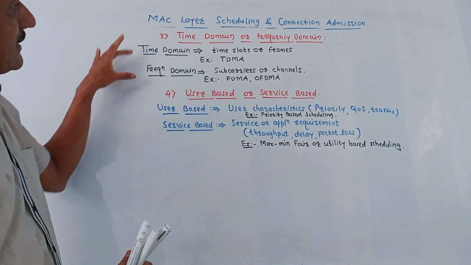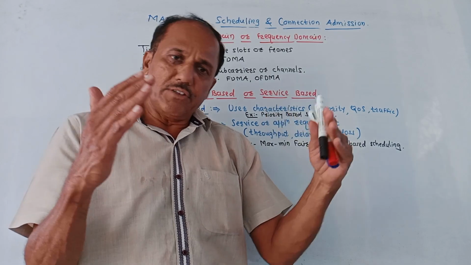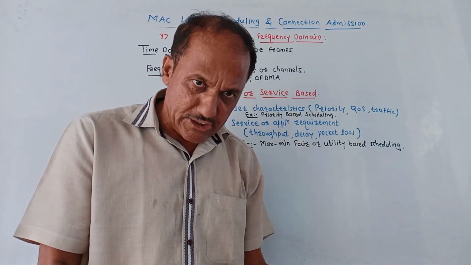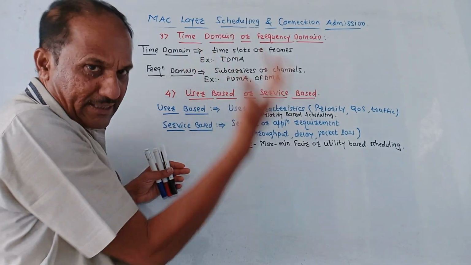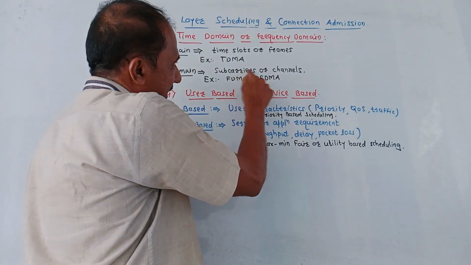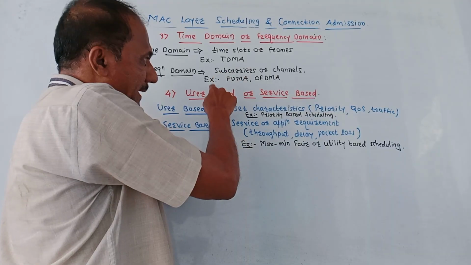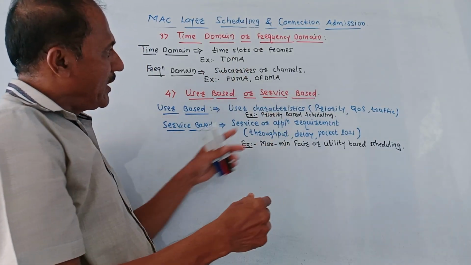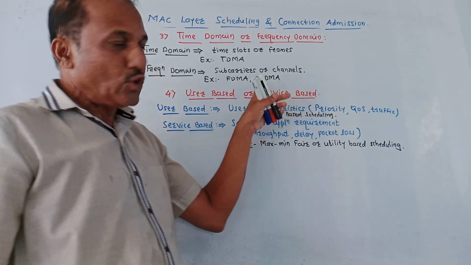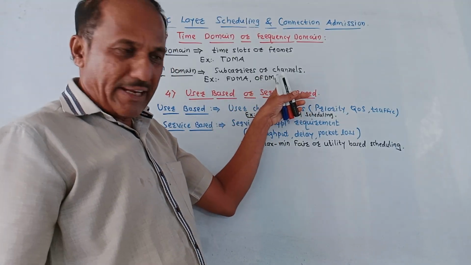Then frequency domain. Similar to the time domain, certain frequency domain characteristics are considered and then the scheduling is done. These frequency domain characteristics might include subcarriers or different channels. Practical examples are frequency division multiple access, that is FDMA, or OFDMA, that is orthogonal frequency division multiple access.